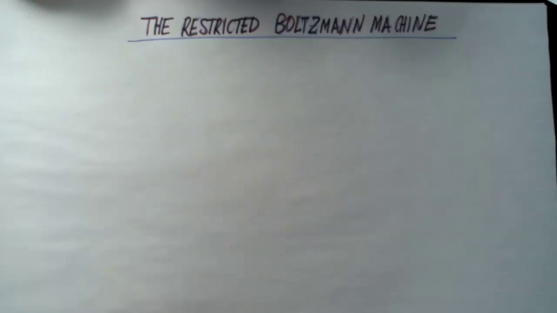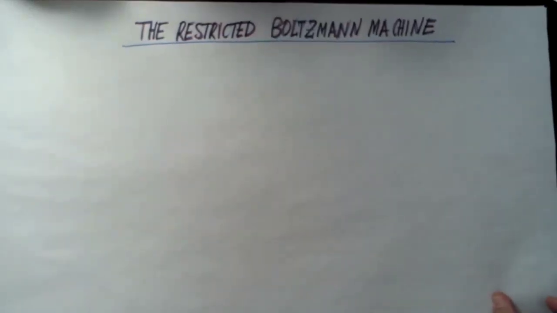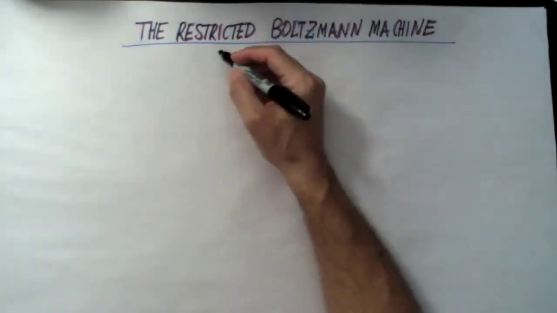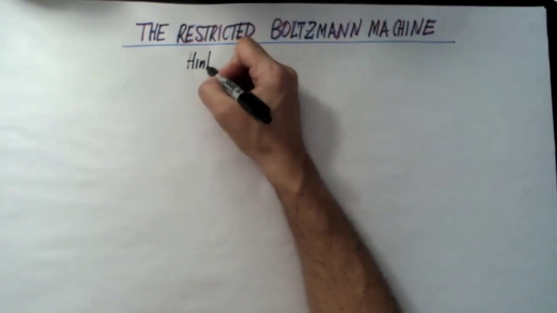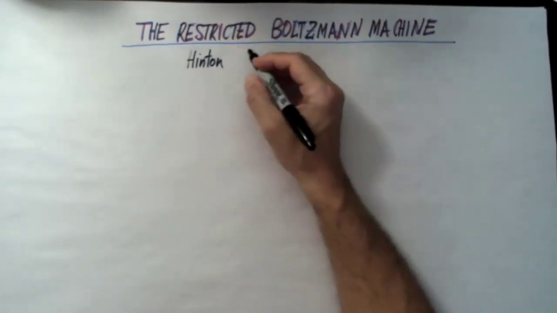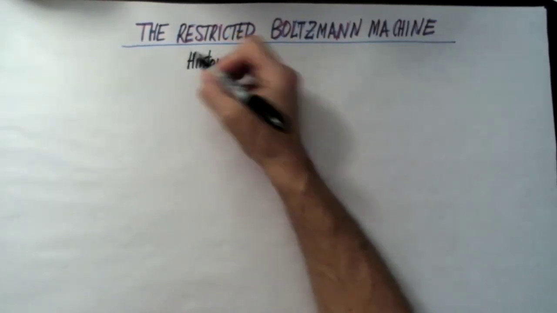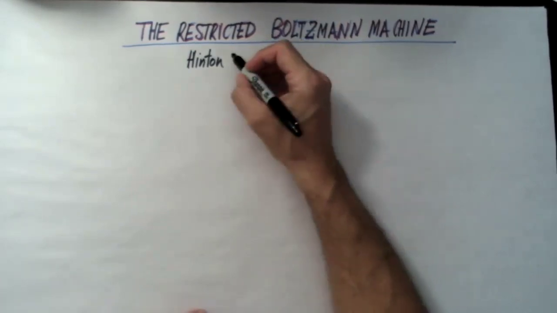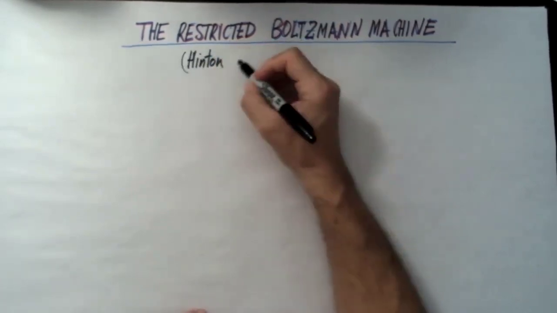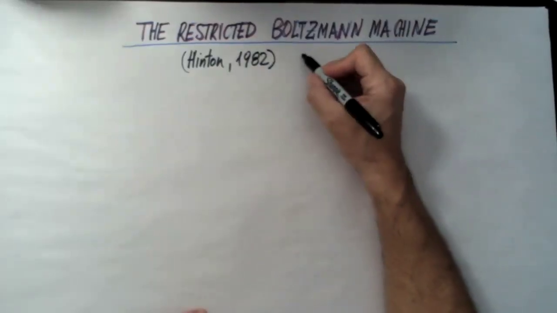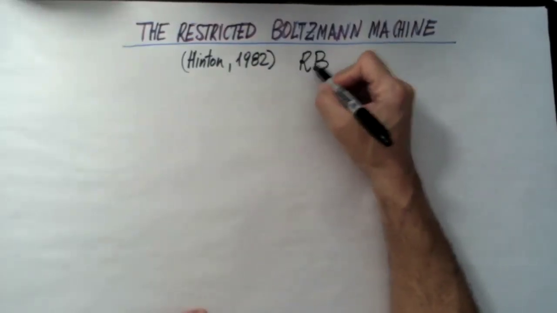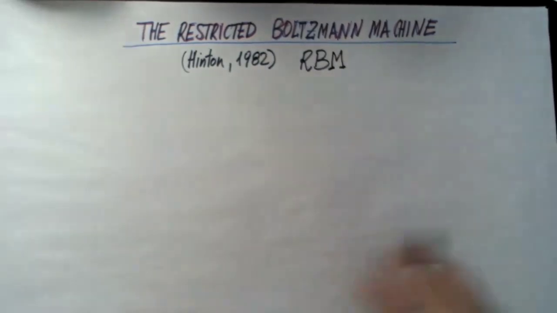Okay, hi. So let's go over the restricted Boltzmann machine, which was formulated by Hinton, Nobel Prize in Physics 2024, in 1982, and is also called the RBM more briefly.